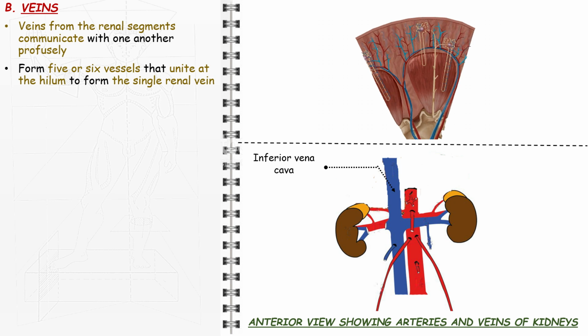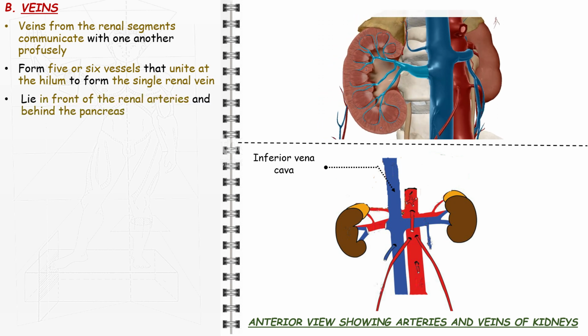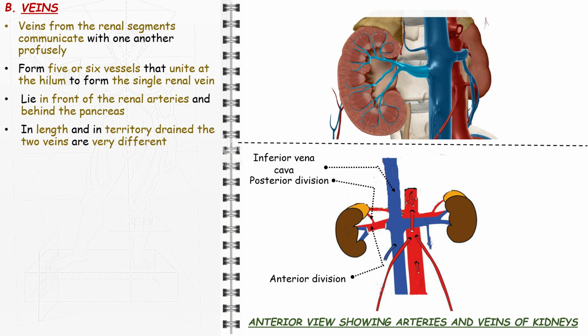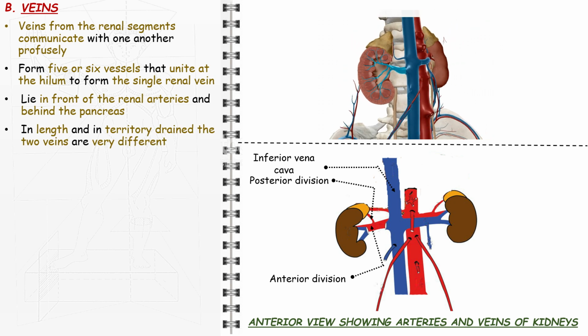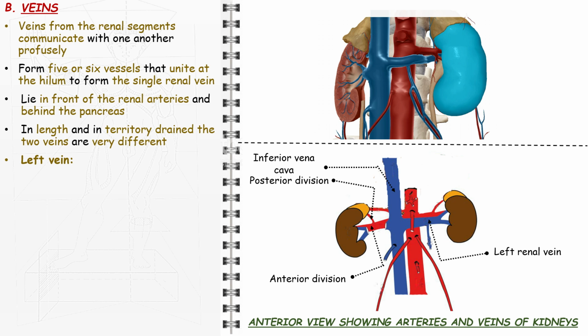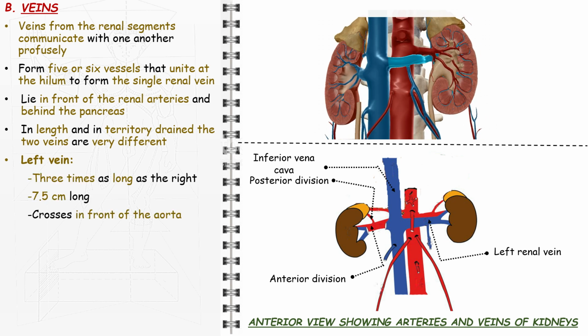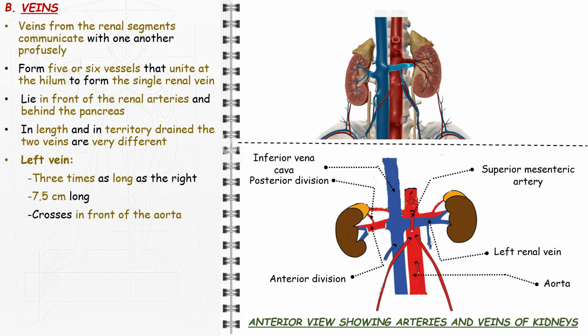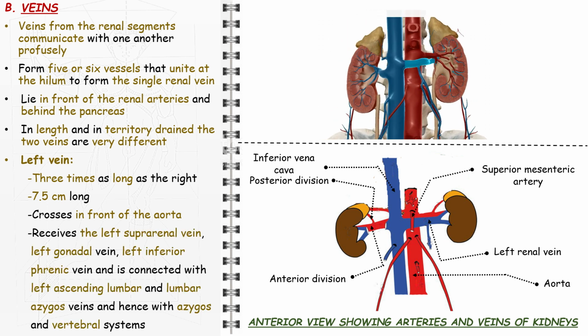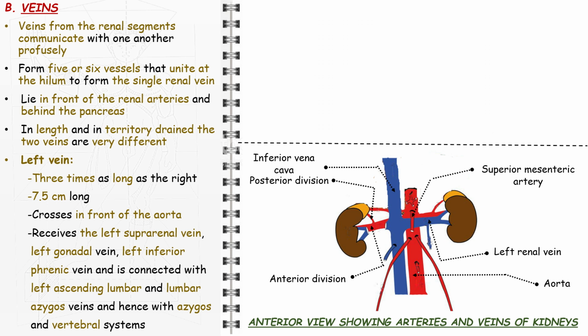Upstream, the veins correspond to the arteries. The renal veins lie in front of the renal arteries and behind the pancreas. In length and in territory drained, the 2 veins are very different. The left vein is 3 times as long as the right, 7 and a half centimeters long. It crosses in front of the aorta, receives the left suprarenal vein, the left gonadal vein, the left inferior phrenic vein, and is connected with the left ascending lumbar and lumbar azygos veins and hence with azygos and vertebral systems. The right vein drains only its own kidney.